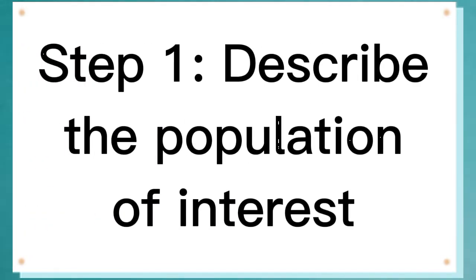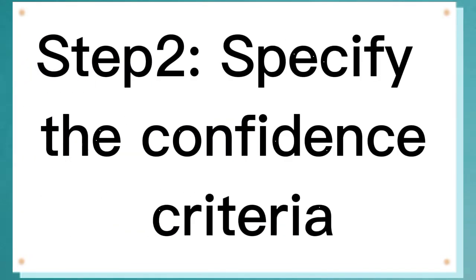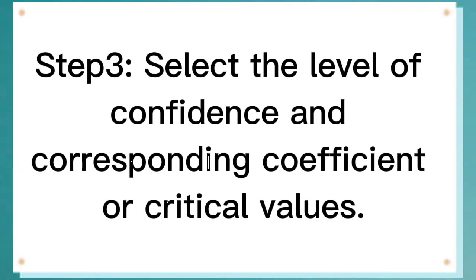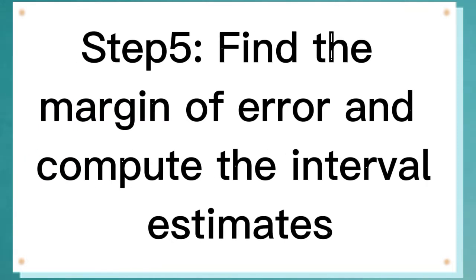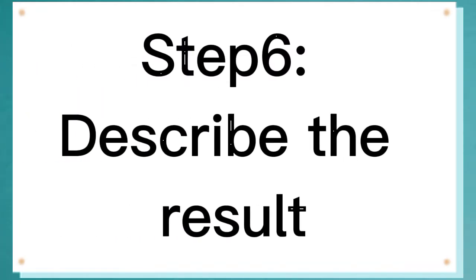Step 1, describe the population parameter of interest. Step 2, specify the confidence criteria. Step 3, select the level of confidence with corresponding coefficients or critical values. Step 4, collect sample data and find the point estimate. Step 5, find the margin of error and, of course, compute the interval estimate. And step 6, we need to describe the result.